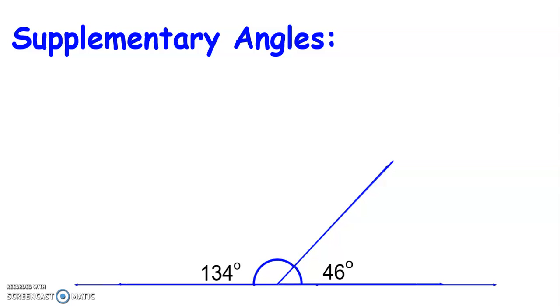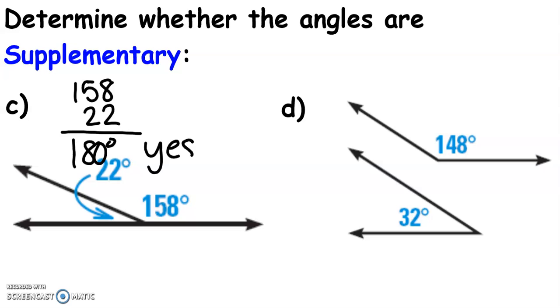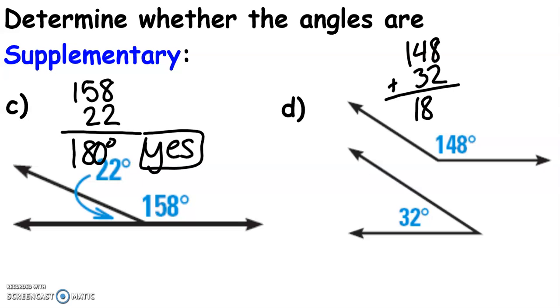So that's supplementary. And the way I like to remember this one is that the S can easily be made into an 8. So that's 180 degrees that they add up to. So are these angles supplementary? Well, we want to add them together and see if they add up to 180 degrees. So yes, these two add up to 180, which means yes, they are supplementary. We have 148 plus 32 degrees. So those also add up to 180 degrees, which means yes, they are supplementary angles.